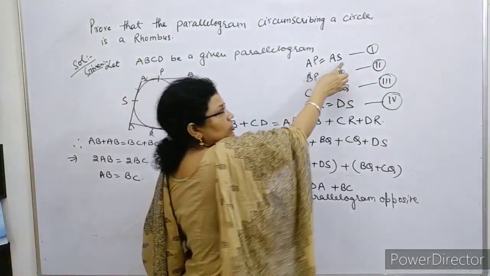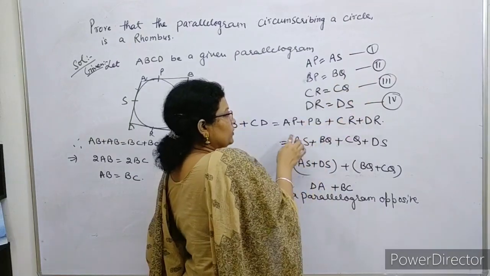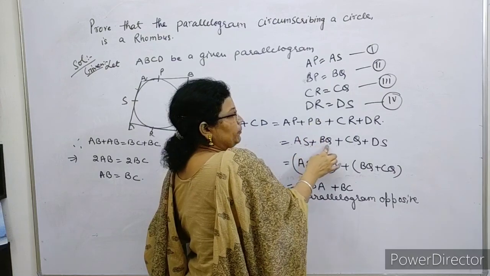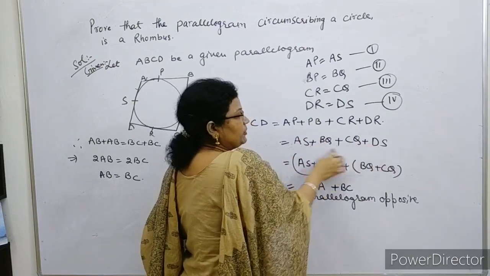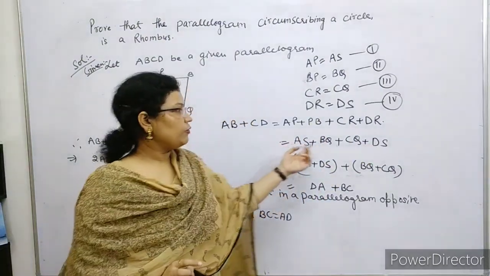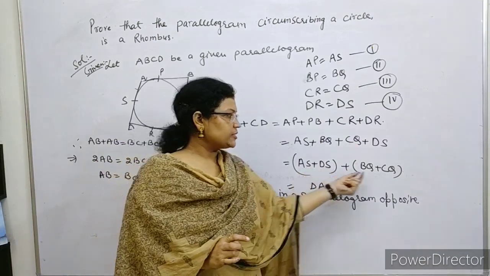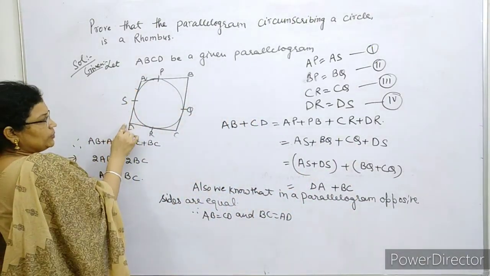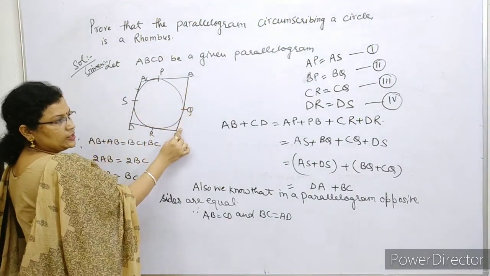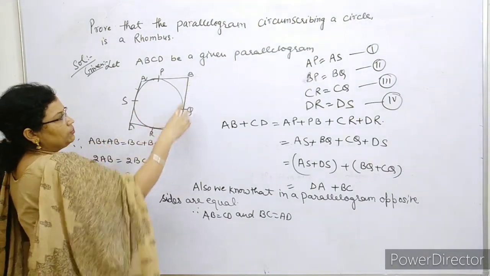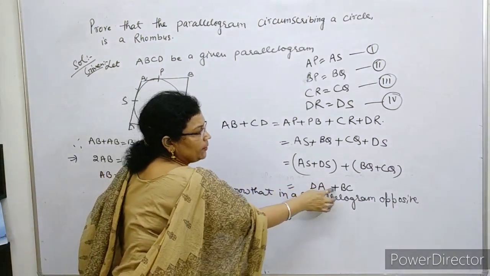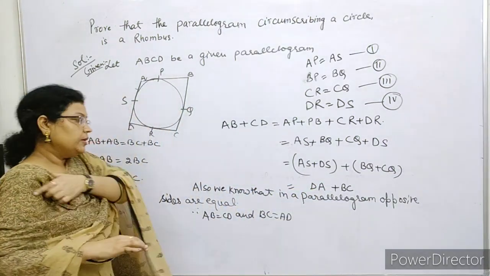But from equations 1, 2, 3, 4, we know that AP is equal to AS, BP is equal to BQ. We will put those values. If we substitute those values, now we take AS plus DS and BQ plus CQ. When we add them, we will get BC plus DA. Means AB plus CD is equal to DA plus BC.